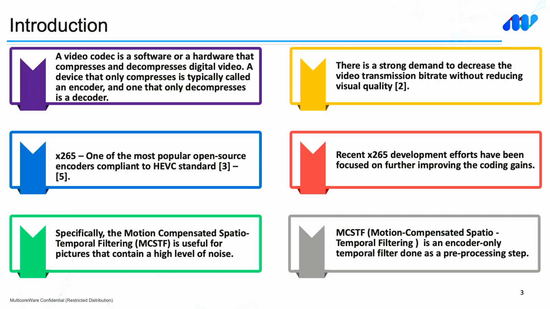MCSTF is a spatiotemporal filter that is applied only at the encoder as a pre-processing step. It helps in increasing the overall compression efficiency, and it's useful particularly for noisy videos that are generated with a camera. It's not much useful for computer generated animations.